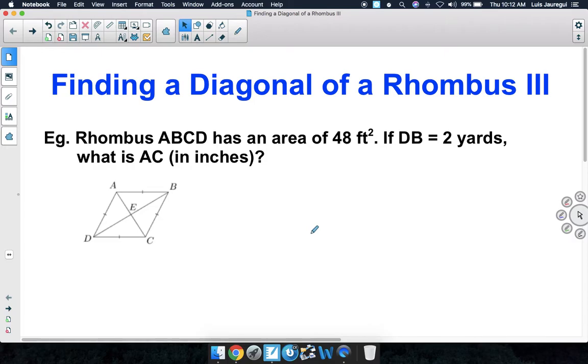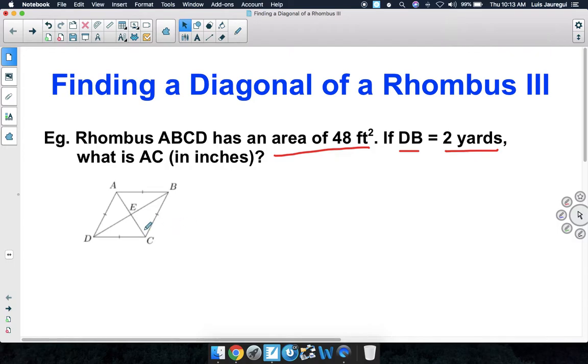Example: rhombus ABCD has an area of 48 square feet. If DB is equal to 2 yards, what is AC in inches? Okay, let's take a look at what we're given. We know that the area is 48 square feet. We also know that DB is equal to 2 yards.